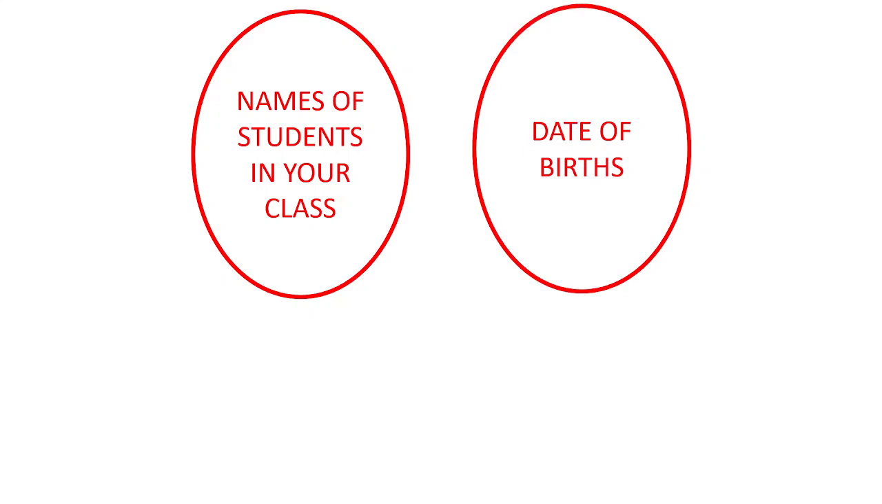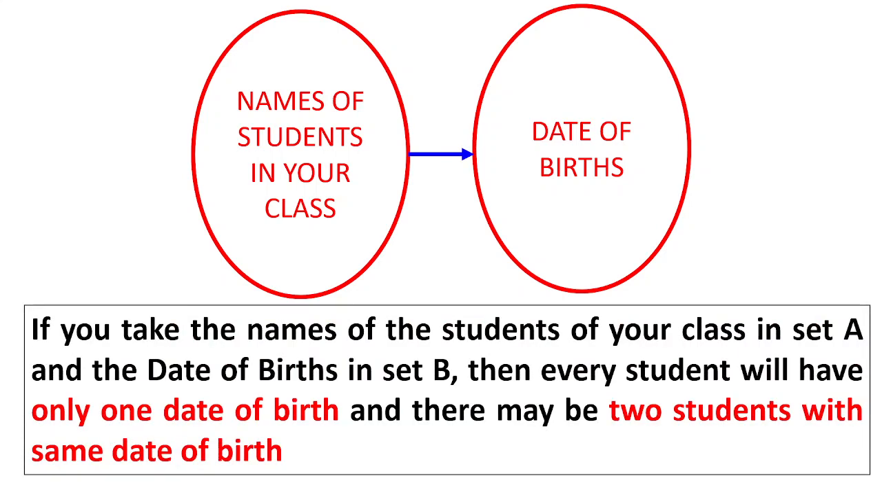This is not allowed in a function also. Suppose you take the names of the students in your class in set A and their dates of birth in set B. Every student will have a date of birth, and every student will have only one date of birth, but there may be two students with the same date of birth in your class. Be careful: every student will have only one date of birth on the right hand side connected with his name, but there may be two students with the same date of birth.